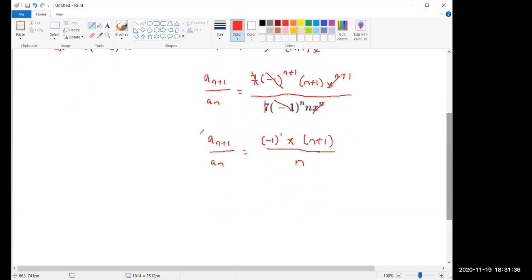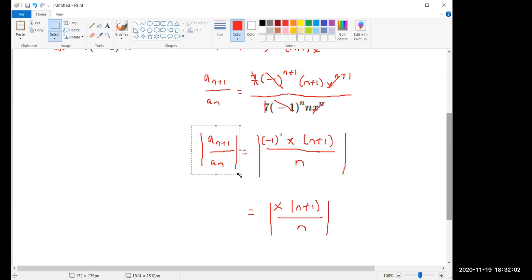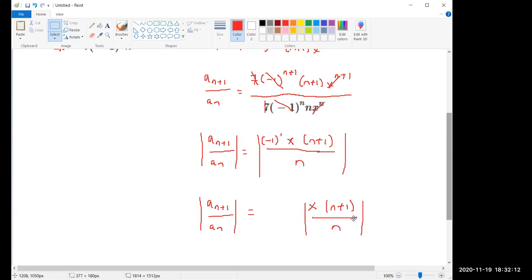Next, let's take the absolute value. So when you do that, you will get just x to the n plus 1 over n. The absolute value just makes the -1 go away. Okay. Now we need to take the limit. So let's go ahead and do that.